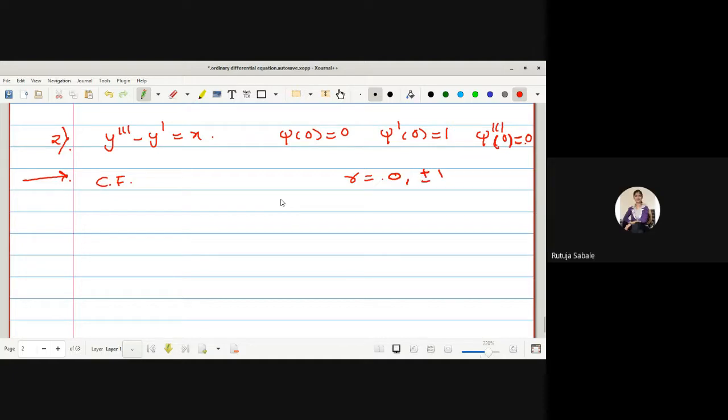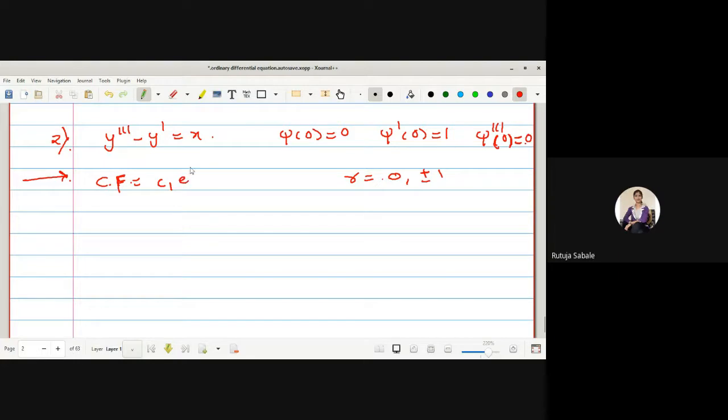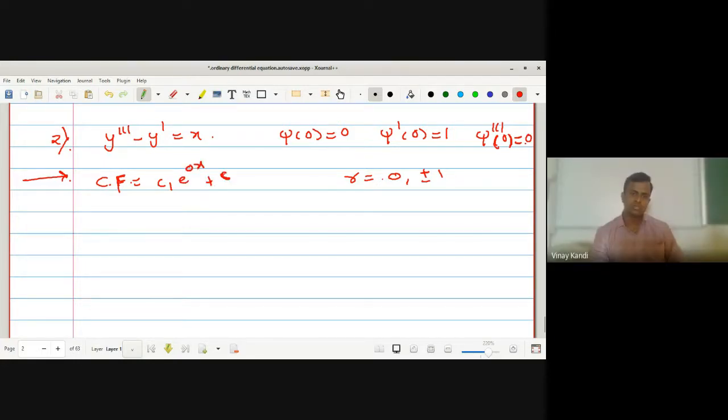Plus minus 1. So what is the complementary function? CF is C1 plus C2 e raised to x plus C3 e raised to minus x. Okay, so phi 1 is 1, phi 2 is e raised to x, and phi 3 of x is e raised to minus x.